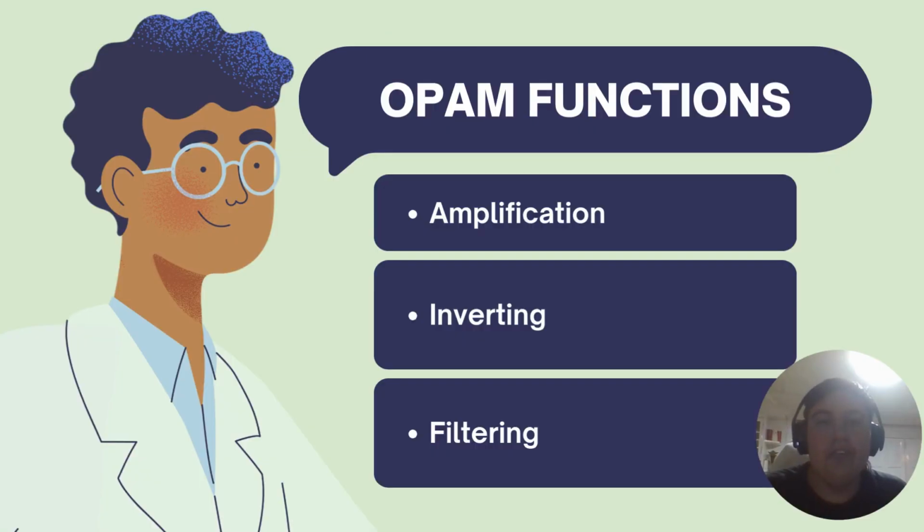Op-amp functions include amplification, inverting, and filtering, and also mathematical operations that can be performed on signals, like adding, subtracting, integrating, and differentiating. This is useful for analog to digital conversion in signal processing.